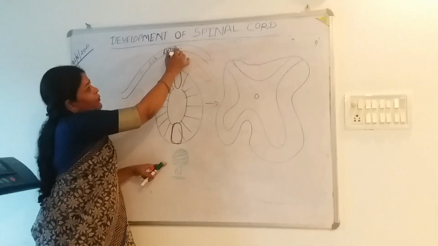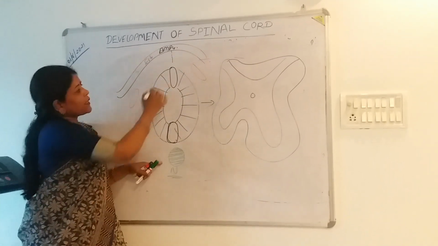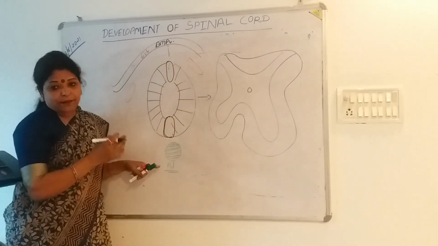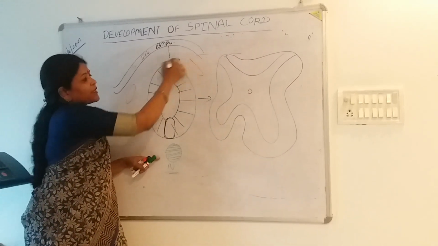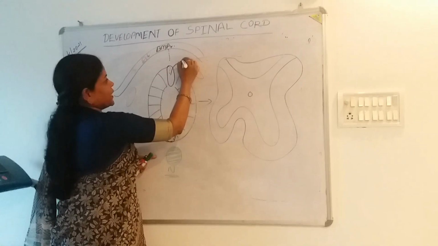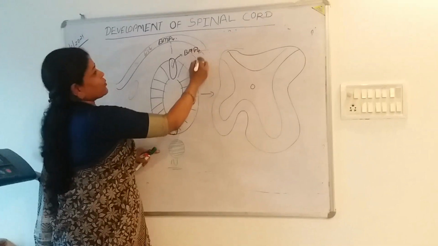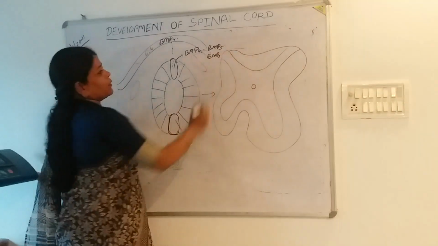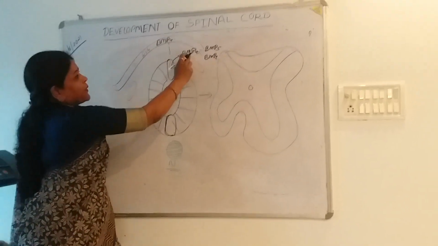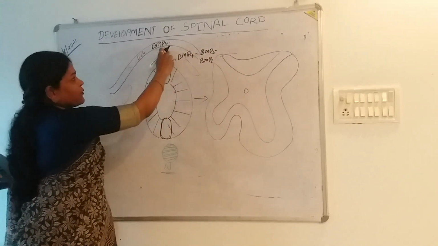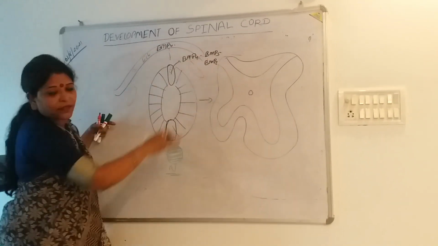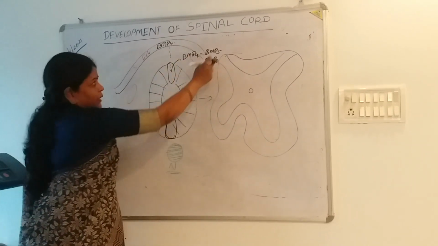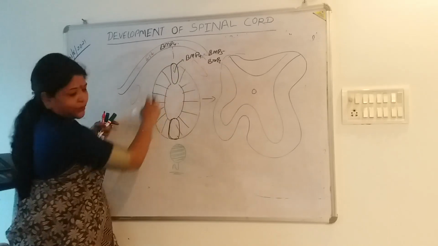Under the influence of this BMP4, there is a second signaling from this roof plate structure, and from here the second type of proteins are expressed, BMP4, BMP5, BMP7. Under the influence of the BMP4 protein present in the surface ectoderm, it gives the second signaling to express these molecules from the roof plate.